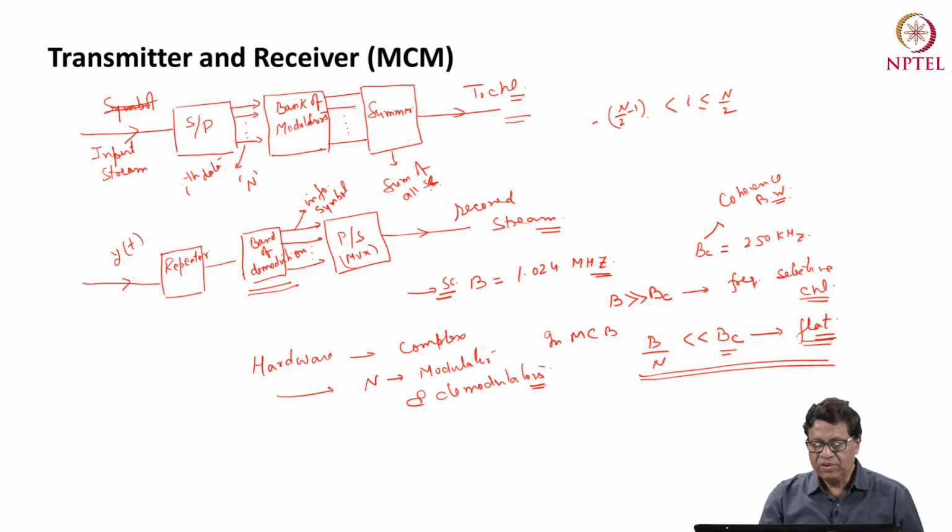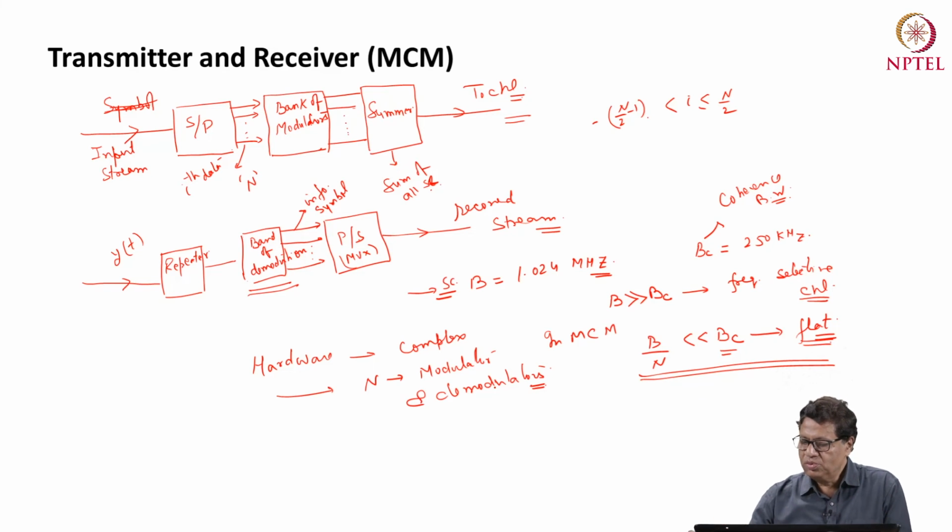So that is the issue with the multi-carrier. Although the channel has become a flat channel because the subband bandwidth, B by N, is much less than the BC, and so you are able to recover your data signal.